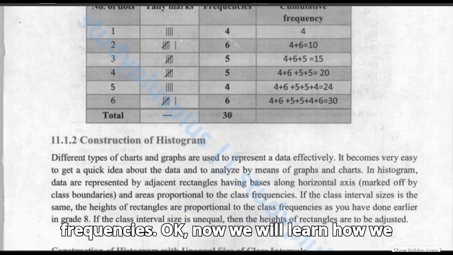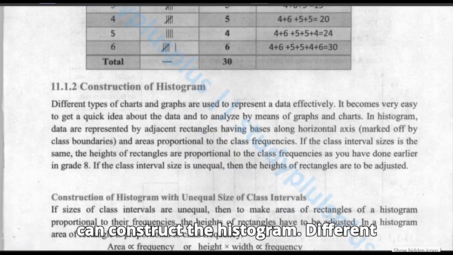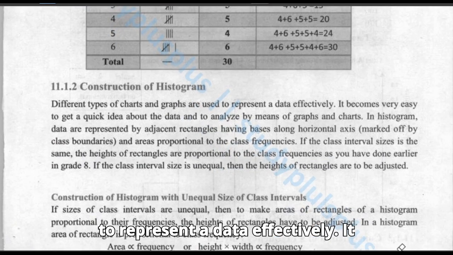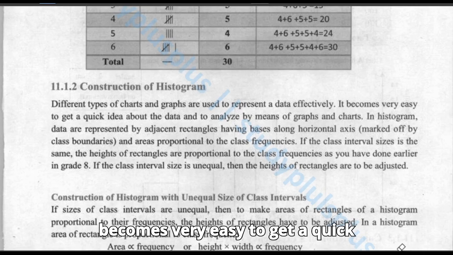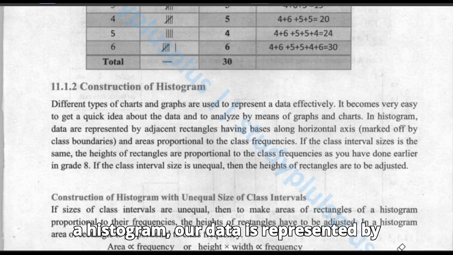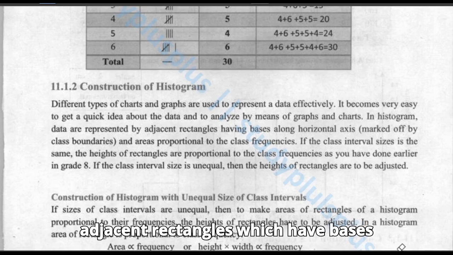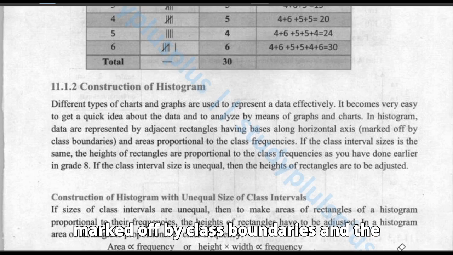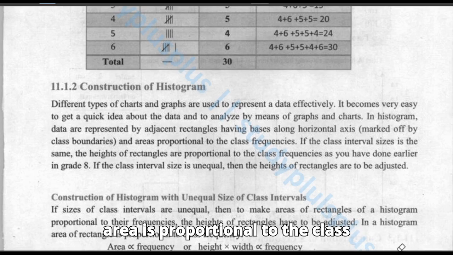Okay, now we will learn how we can construct the histogram. Different types of charts and graphs are used to represent data effectively. It becomes very easy to get a quick idea about the data and to analyze it by means of graphs and charts. In a histogram, our data is represented by adjacent rectangles which have bases along the horizontal axis, marked off by class boundaries, and the areas are proportional to the class frequencies.